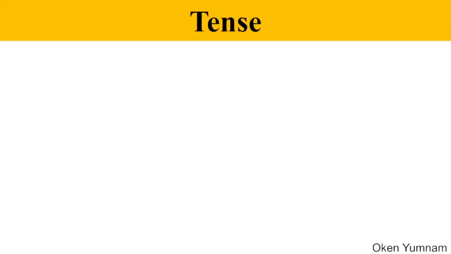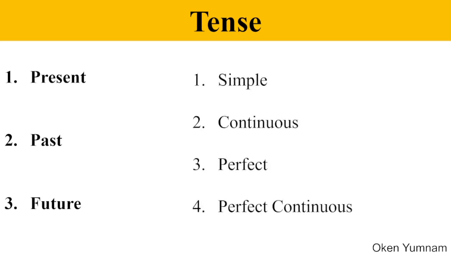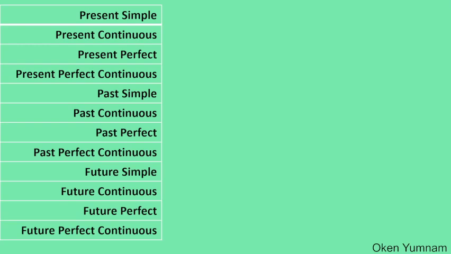So in English, we have three tenses: present, past, and future. And each one of them has got four, let's say, aspects. For example, present has got simple present, continuous present, perfect present, and perfect continuous present. Similarly for the past, as well as for the future. So altogether we have got 12 tenses. We can say three tenses, of course, but with four subtenses.